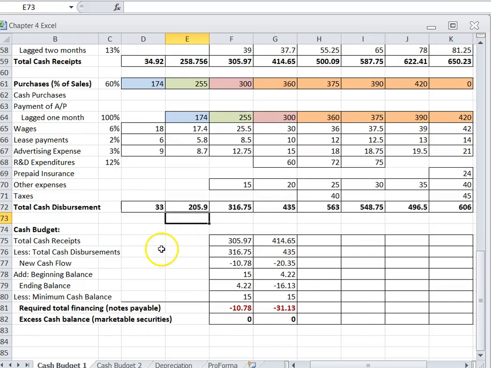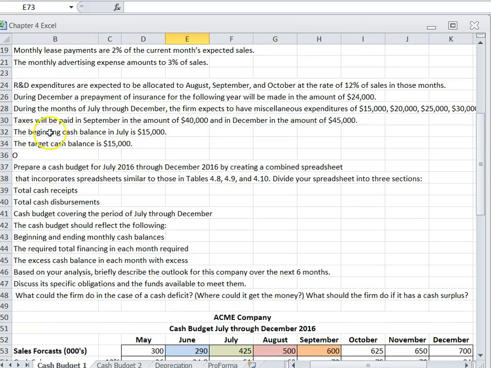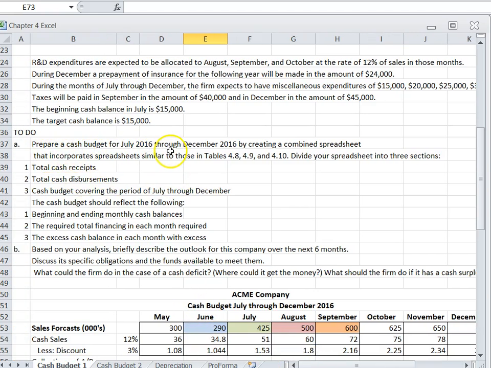Okay, let's move down to the cash budget here now. Okay, so the beginning cash balance is 15,000 and the target cash balance is 15,000. So prepare a cash budget. These are the actual instructions here. Prepare a cash budget from July to December. So we're starting July. They gave us May and June as informational months, and our cash budget's really going to go from July to December, because they have to give us these 2 months of sales in order for us to figure out what our collections are in July, August, and September.